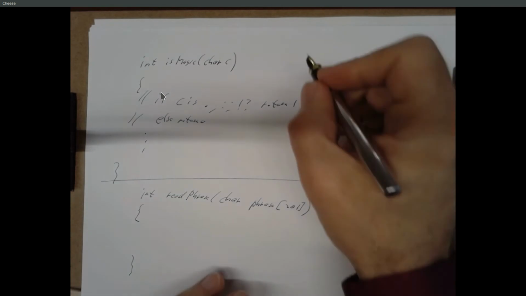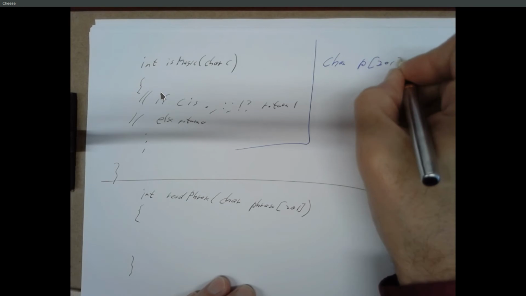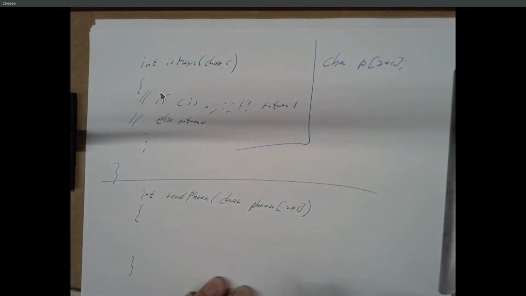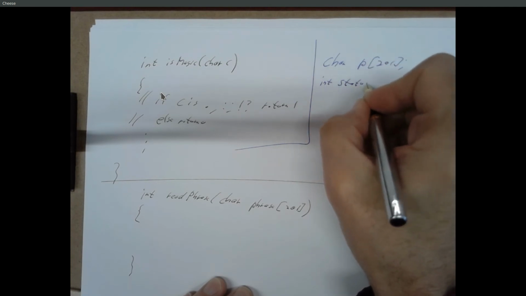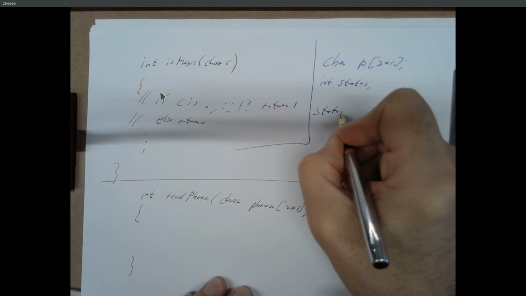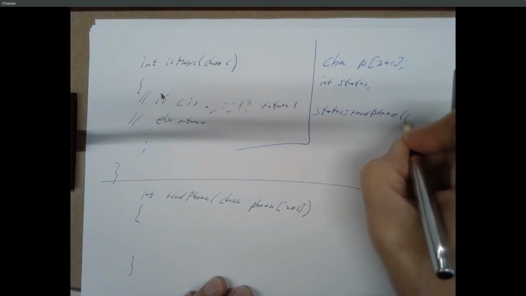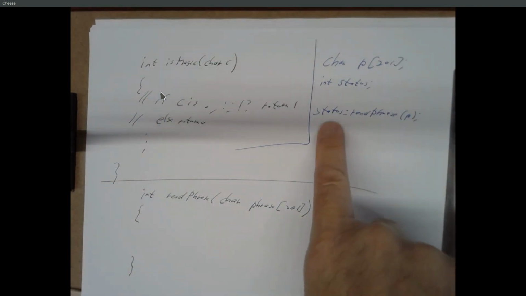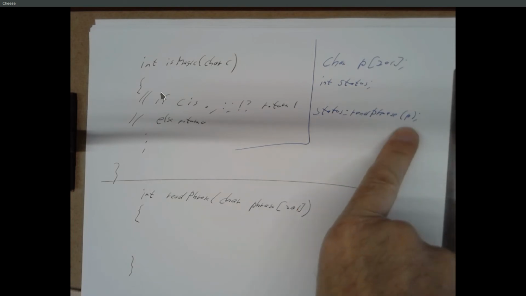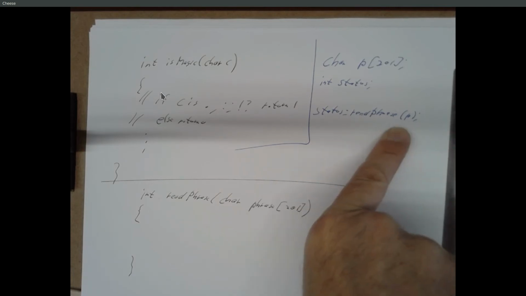And so in your main program, have some temporary array with 201, and you could have integer status equals read phrase, and pass it the argument p. And when this returns, status should be 0 or 1. If it's 1, then p should be a string that contains your first phrase. And if you call this again and it returns a 1, p should be your second phrase.